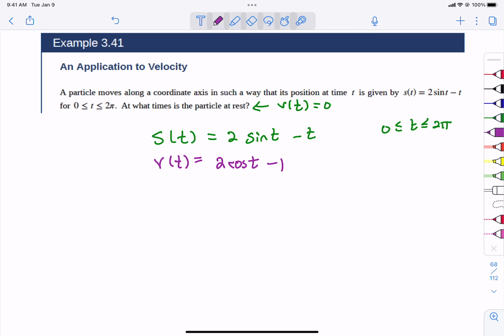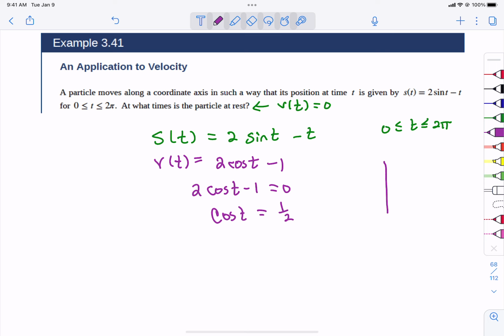So remember, a particle is at rest when its velocity is 0. So we're going to set the velocity equation equal to 0 and solve. So we get the cosine of t equals 1/2. So remember what you have to ask: where on the unit circle is our cosine equal to 1/2?